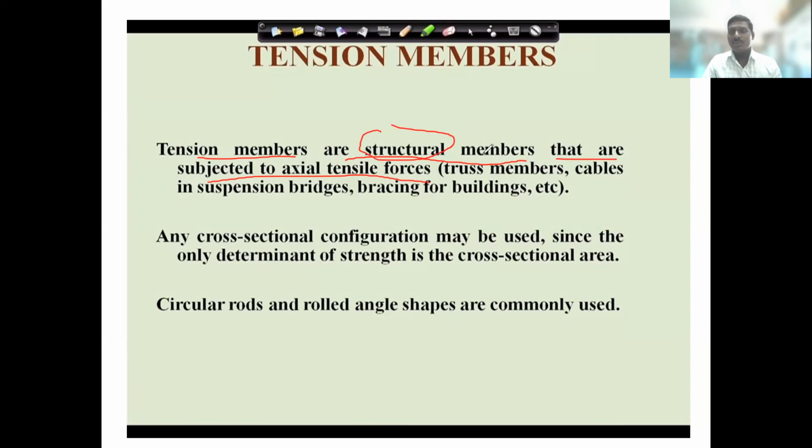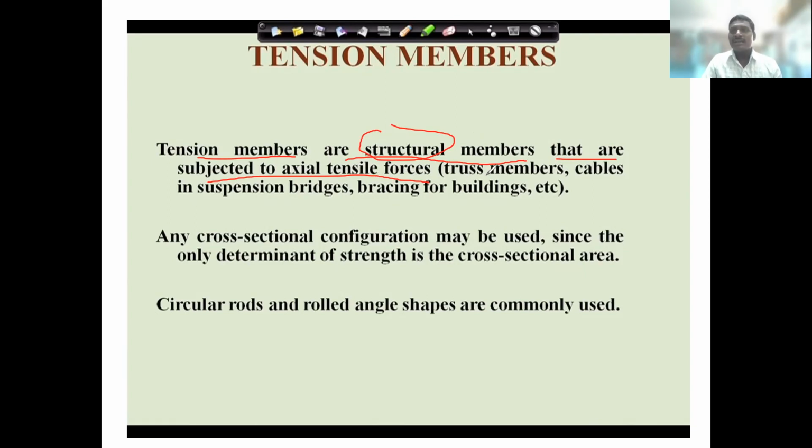In civil engineering structures, remember one thing: the structural member is nothing but whichever member on which the load is coming, or that member under loading conditions, so that we are calling a structural member. The tension members are structural members that are subjected to axial tensile forces. In the member, axial tensile force is coming, that member is called a tension member.